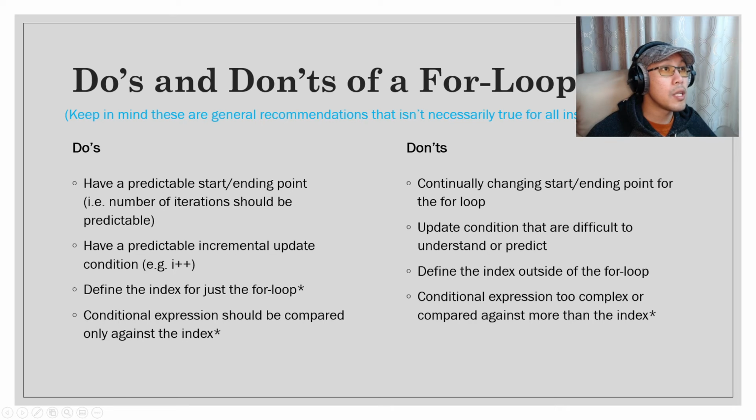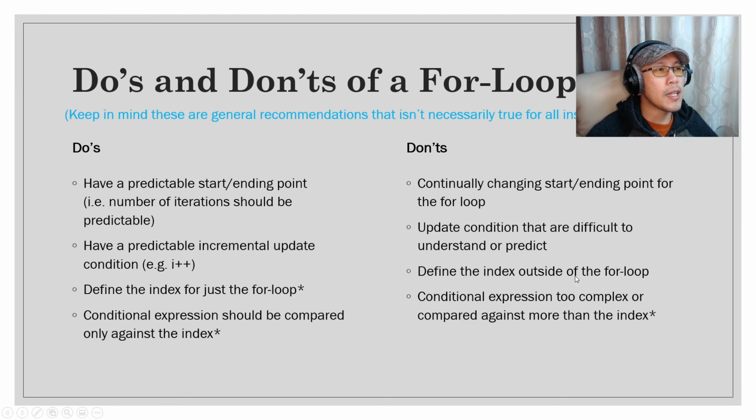Conditional expressions, in this case, should really just be compared against the index, i greater than or equals to num, because again, earlier I demonstrated comparing the conditional expression to something other than the index, and that gets confusing real fast. Some of the don'ts, I've already demonstrated this. If you were to continually change the starting or ending point of the for loop, that could be a little bit chaotic. If you were to update the condition in ways that are difficult to predict, that's also very difficult to follow and understand what the program's going to do.